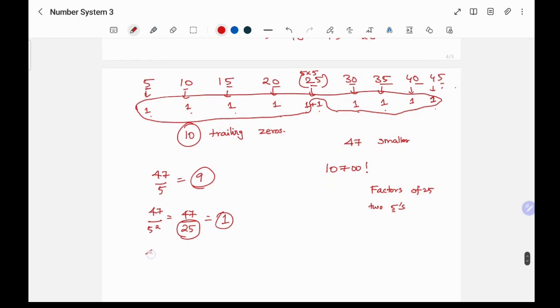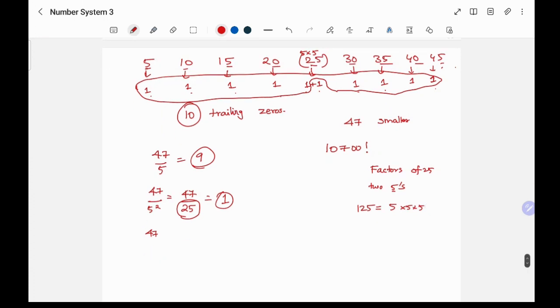And to see the next thing, 125 will have three 5s, because it is 5 into 5 into 5. So multiples of 125 will have three 5s. To account for that, I should divide the given number by 5 cubed, which is 47 by 125, and take the quotient. In this case, this is 0. Once we reach 0, we can stop there. Then just add these. So 9 plus 1 gives you 10.